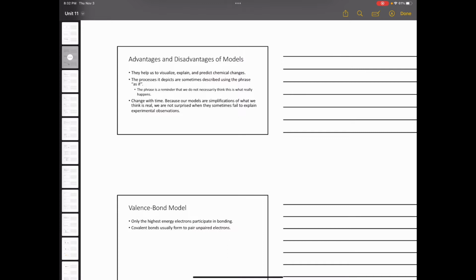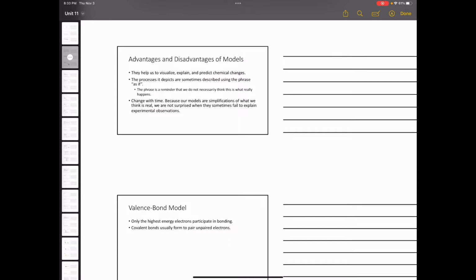The processes a model depicts are sometimes described using the phrase "as if." So many times you will notice that I'll be using the phrase "as if," because this may not happen in reality, but we use a model that fits within the description of the bond formation, and it really makes sense to us when it comes to studying the chemical properties. That's why we use "as if," because many times this has not been confirmed completely. It reminds us that we do not necessarily think this is what's really happening, but we assume based on the model that this is what happens when it comes to valence electrons bonding together.